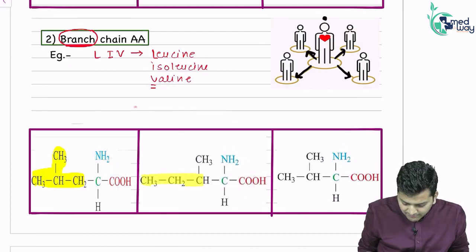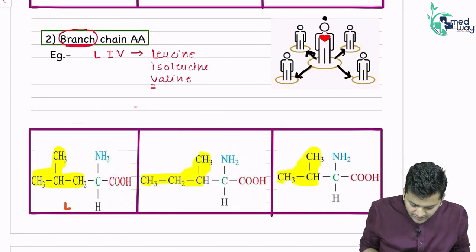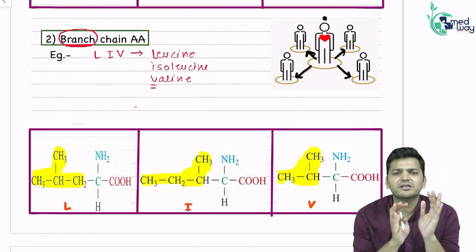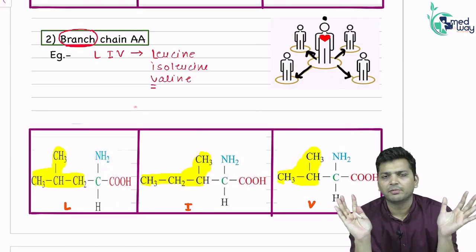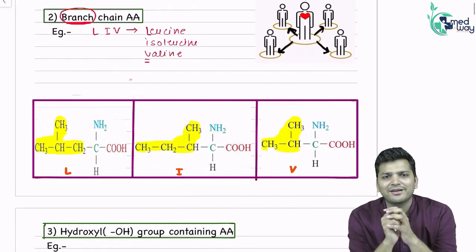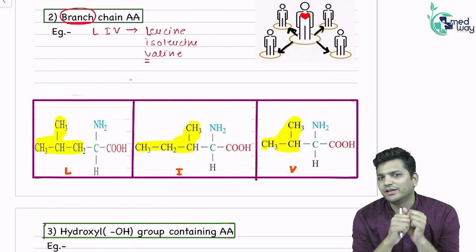Here also you can see. So this is leucine, isoleucine, and valine. The structures are not important. That is just for the understanding purpose. No one is going to ask you an MCQ on the basis of these structures, right? Let's move to the next category.